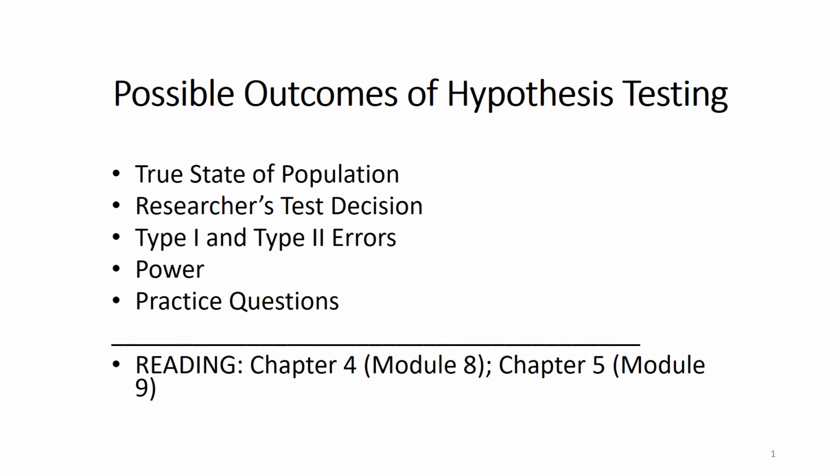We're then going to move on to some of the possible outcomes, type 1 errors, type 2 errors, power, and explain the value of knowing the probability of getting into any one of those outcomes, as well as the importance of power to the realm of statistics. I'll finish up this one with a few practice questions that let you practice on your own.